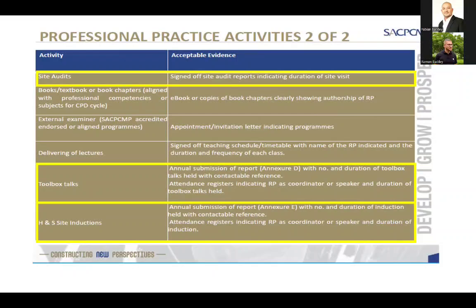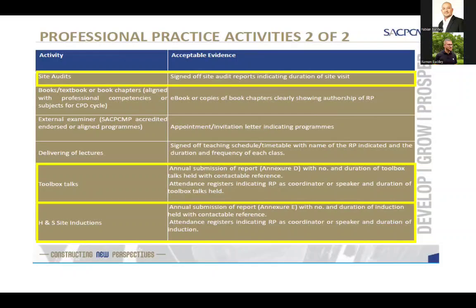So this is now with regards to toolbox talks. You usually do toolbox talks of 15 minutes, 30 minutes, depending on how long you present. But what they usually do is they'll ask you on the Annexure D report to indicate the total number of hours that you've presented, which I'll show you then. That will give you the amount of credits that they will allocate to you.